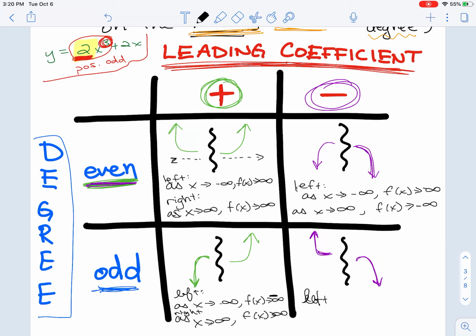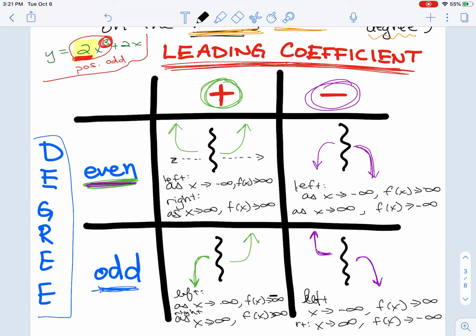And then for the left side here, as x approaches negative infinity to the left, f of x is approaching positive infinity because it's going up. And for the right side, as x approaches positive infinity, f of x is approaching negative infinity because it's going down. So that might take a little bit of time for you to really comprehend, but make sure you've got it written down and really think about it, okay?